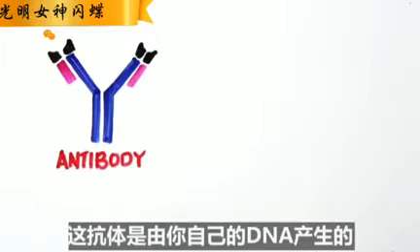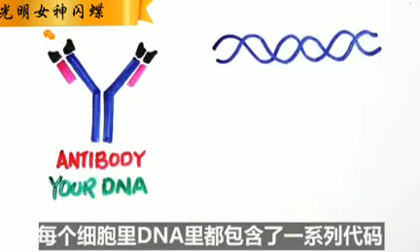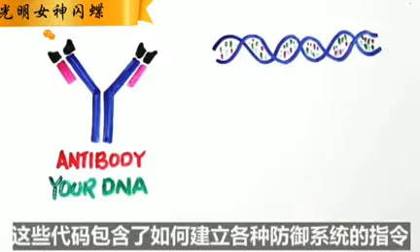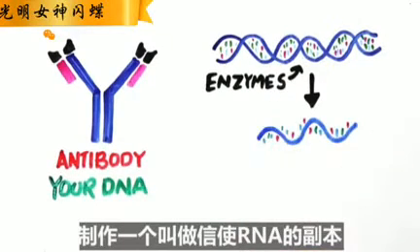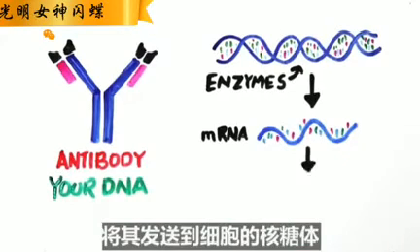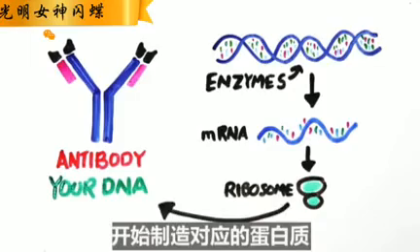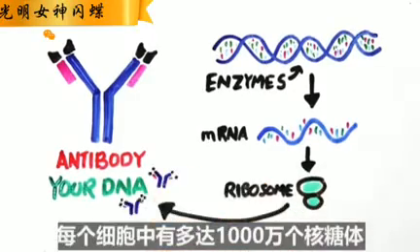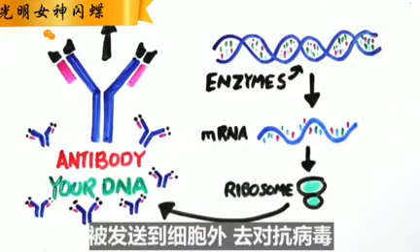These antibodies are created by your own DNA. There are essentially sections of code in each cell's DNA that contain the instructions of how to build different defense systems. Enzymes in the nucleus find the right section of DNA, make a copy called messenger RNA, which gets sent to the ribosome in your cells, which will read these instructions and start making the relevant proteins. With up to 10 million ribosomes in each cell, they become an antibody-making factory, and the antibodies are sent outside of the cell to fight the virus.